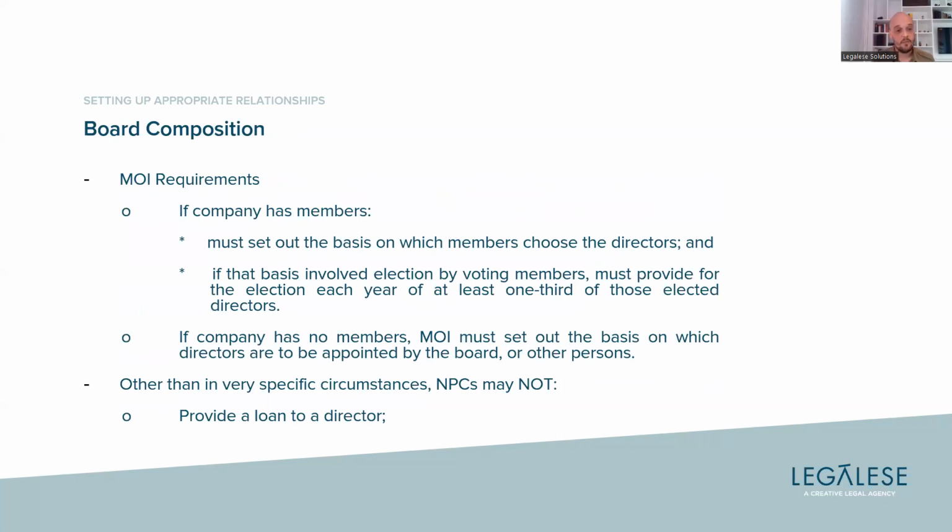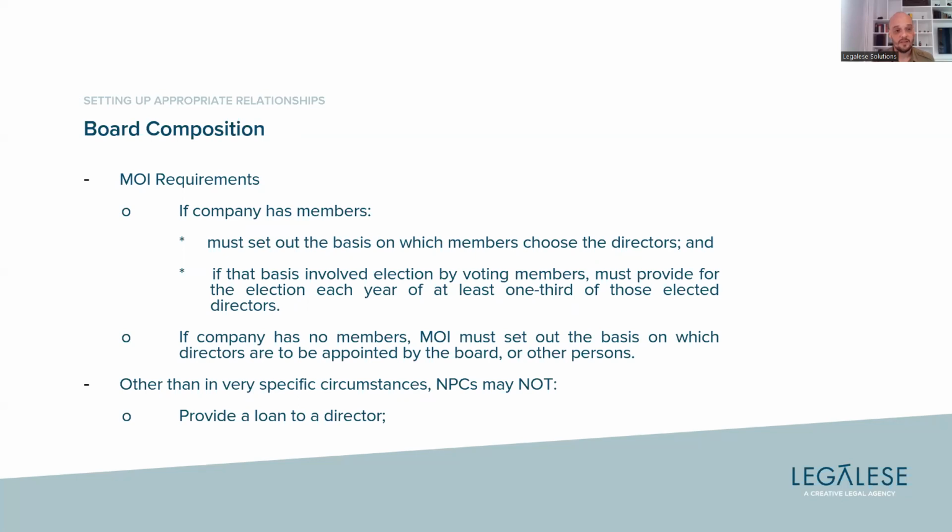In terms of MOI requirements, if your company has members, you must set out the basis on which the members can choose the directors. And if that basis involves election by voting members, it must provide for the election each year of at least 1/3 of those elected directors. If a company has no members, the MOI must set out the basis on which those directors are to be appointed by the board or other persons.